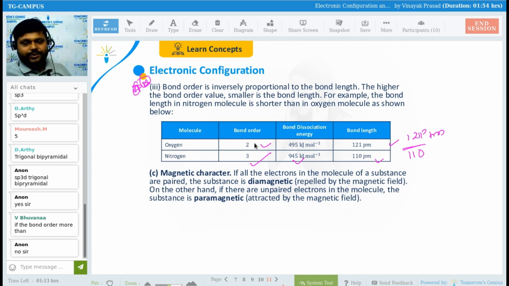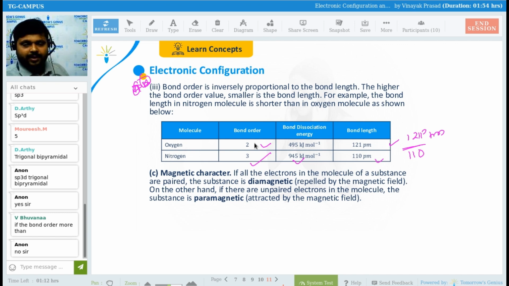So if I say that the bond dissociation energy is more, then will the bond length be higher or lower? Who will tell me the answer to this question? Kaniska will give me the answer. The question is: if the bond dissociation energy is larger, then what will the bond length be? Will it be larger, or lower and smaller? Lesser. Yes, very good answer.